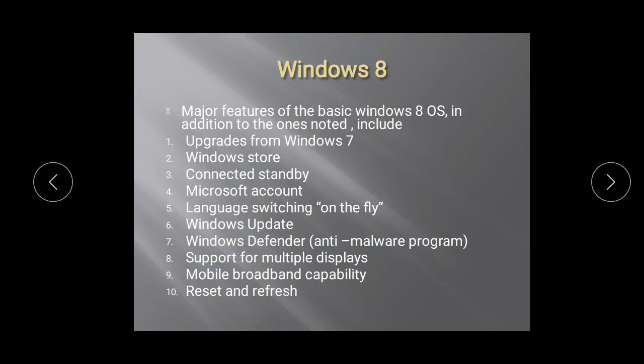Now I will tell you what are the features of Windows 8. So the major features of basic Windows 8 OS, in addition to the ones noted, include upgrades from Windows 7. So obviously a new version coming is an upgradation of the older version, that you keep in mind. The first one, upgrade from Windows 7. Again it's a Windows Store because it's a Windows family OS.